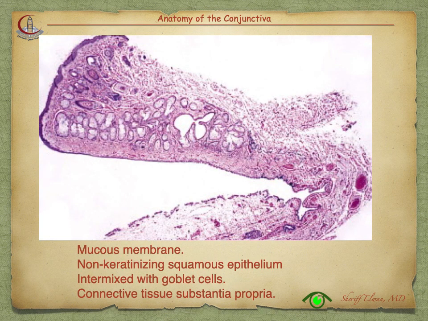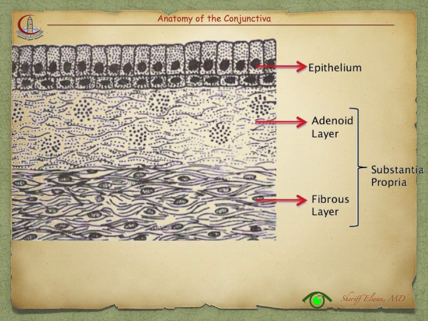Now, the histological section here shows the conjunctiva, which is just a mucous membrane, the lid, and the globe. It is covered by a non-keratinized squamous epithelium intermixed with goblet cells and the substantia propria of the mucous membrane of the conjunctiva. This is the epithelium, and this is the superficial adenoid layer and the deep fibrous layer. Both adenoid and fibrous layers compose the substantia propria.